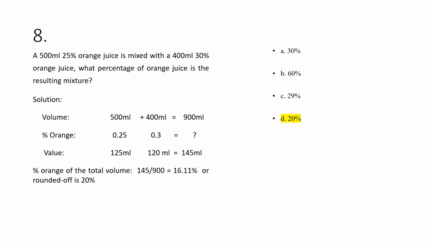So for the 500 ml at 25%, that will be 125 ml of orange juice, and for the 400 ml at 30%, that will be 120 ml. Therefore, for the total of 900 ml, 145 of that will be orange juice. Therefore, the percentage of orange in the total volume will be 145 divided by 900, which is equal to 16.11, or rounded off, that will be equal to 20%.